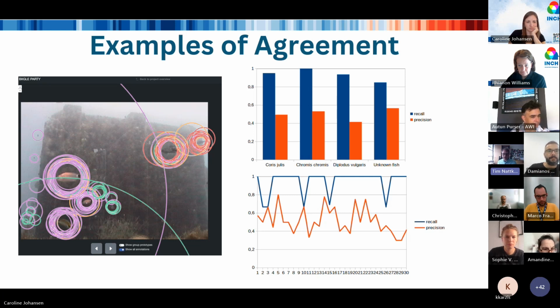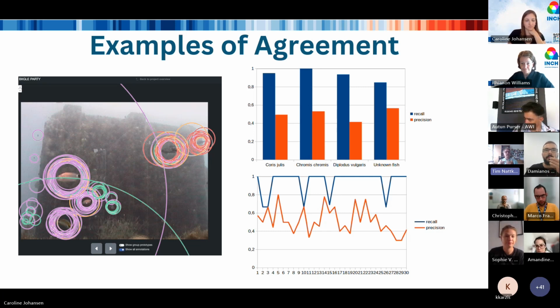And on the right, you see the recall and the precision for the individual 4 classes, the 3 different species of fishes and the 4th category, unknown fish. And you see that the recall is very good, but the precision could be a little bit better. But this will improve when more users join the project and you can fuse more results.